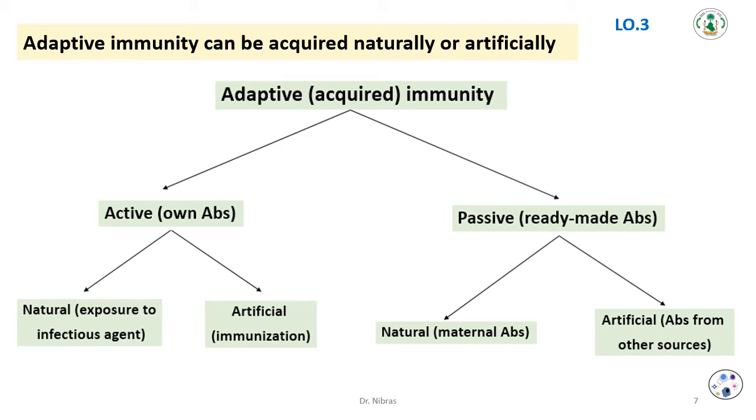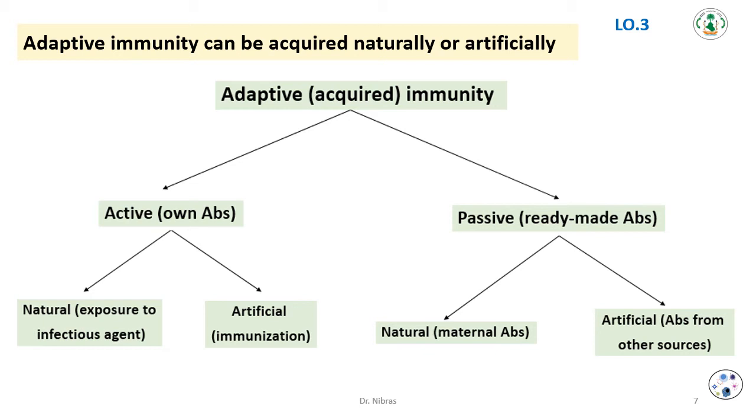Adaptive immunity can be acquired naturally or artificially, either by active or passive transfer of antibodies or transferring activated T cells. Active will be divided into natural, by exposure to an infectious agent, which gives the body acquired immunity against the infectious agent, or artificial, through immunization by giving a vaccine, which gives adaptive immunity to the body.